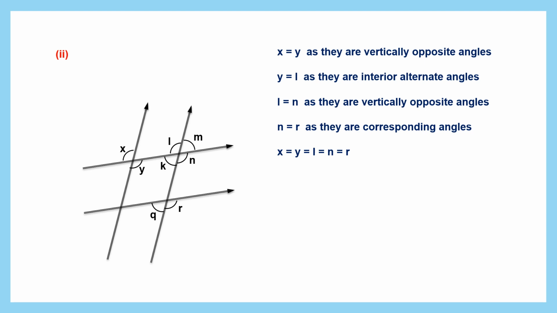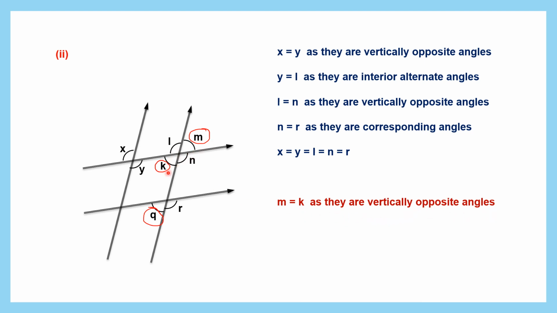Now let's go on to the next part. We have included all angles except K. We didn't talk about K, we didn't talk about M, we didn't talk about Q. Let's see if they are equal to anything here. Now, if you look carefully, K and M are vertically opposite each other, and vertically opposite angles are equal because of the parallel line. So let's write that M is equal to K as they are vertically opposite angles.